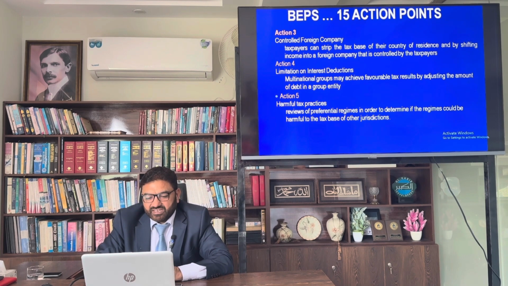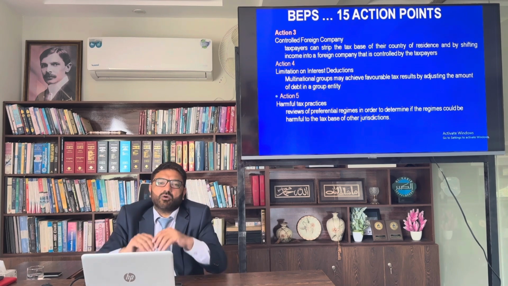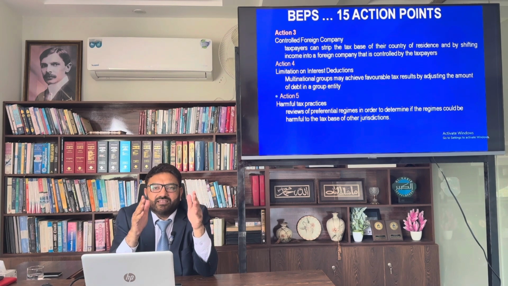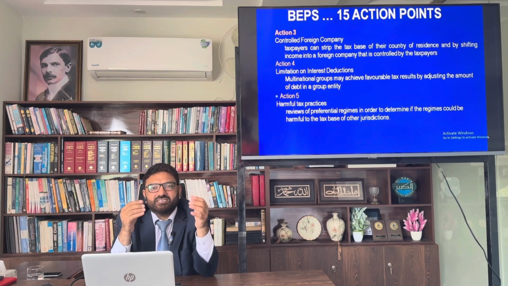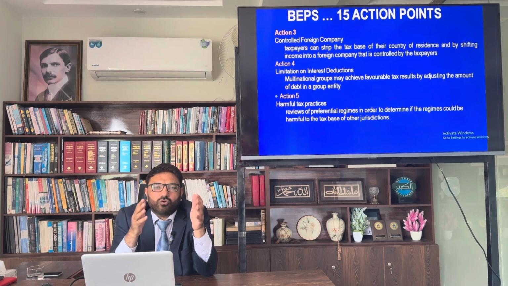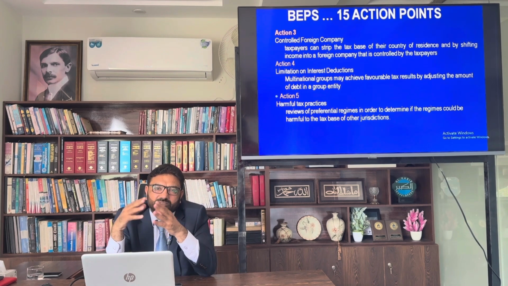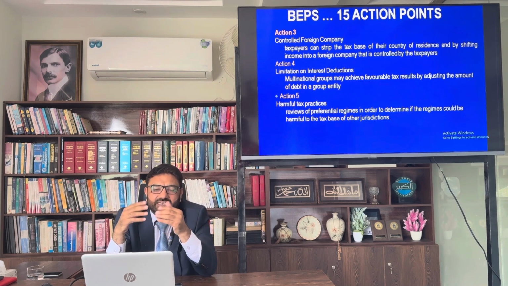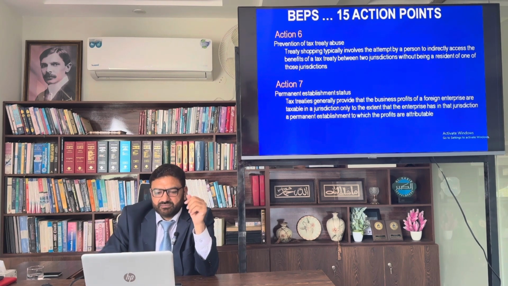Review of preferential regimes in order to determine if the regime could be harmful for the taxpayer base of other jurisdictions, because tax practices in different countries are different. In the developed countries, I think there is less loophole. There are loopholes even in the developed countries, where tax is avoided, but they are few. But in the developing countries, the tax practices are different, and sometimes harmful. Therefore, it is also a point for the BEPS action.